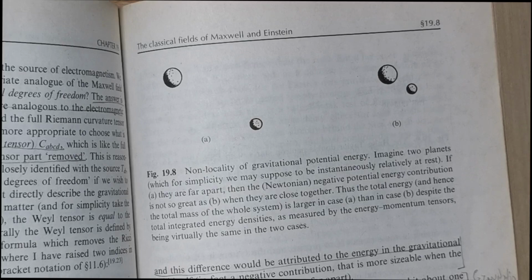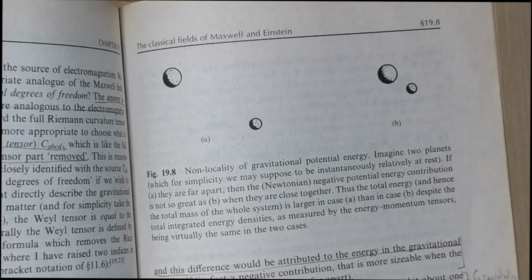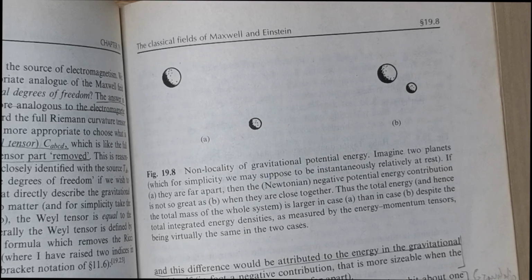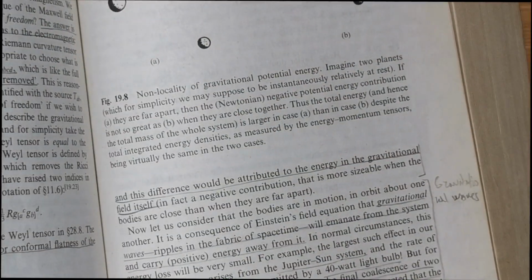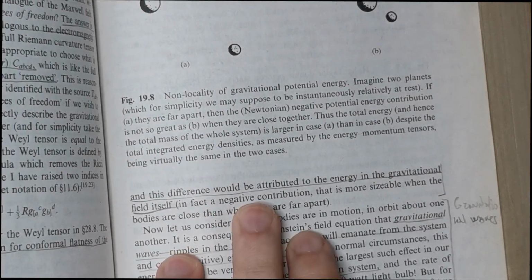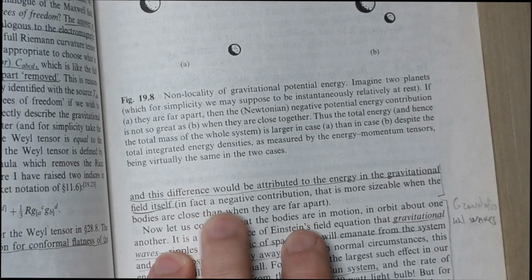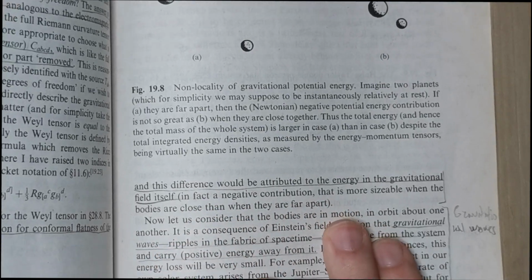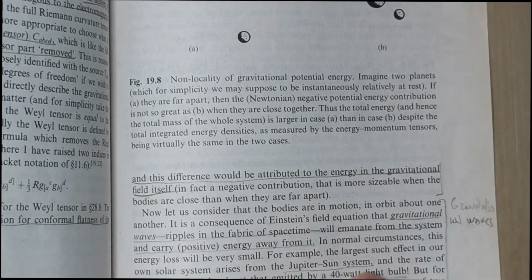And he said that the energy momentum tensor will be the same whether the two bodies are close together or far apart, and yet the total mass energy will differ in the two cases, and the difference would be attributed to the energy in the gravitational field itself. And in fact, it's a negative contribution that is more sizable when the bodies are close than when they are far apart.